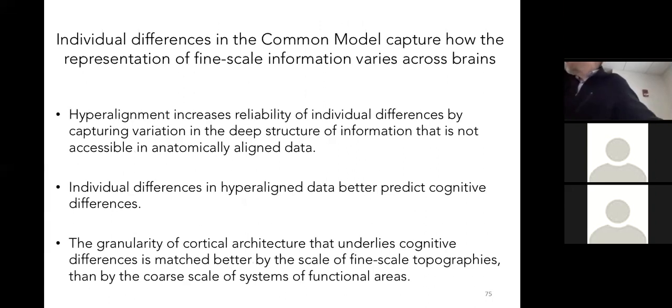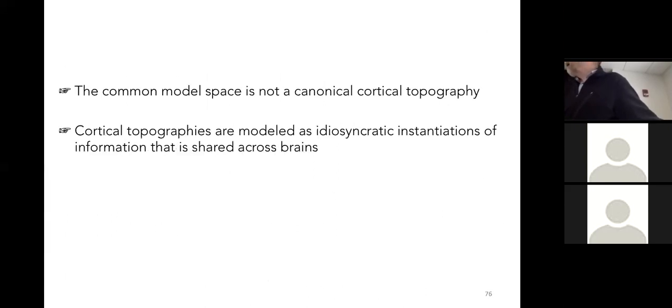And then what we've been discovering in the last couple of years with Phelan is that this also provides us a new approach to understand individual differences. Because individual differences in the common model capture how the representation of fine scale information varies across brains. So it increases the reliability of individual differences, better predicts cognitive differences, which leads to the conclusion that perhaps the granularity of cortical architecture that underlies cognitive differences is matched better by the scale of fine scale topography than by the scale of coarse scale topography.